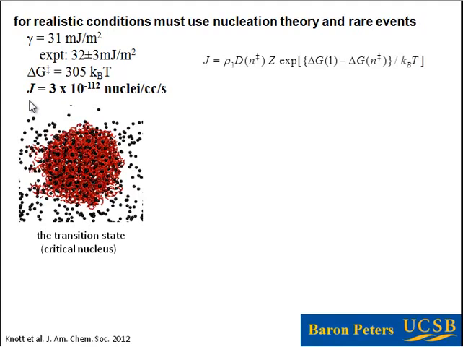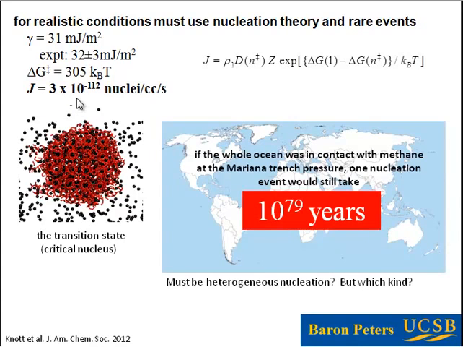This is interesting because basically the rate that we got here is 0, right? So this is really, extremely slow. To put it in perspective, if the entire ocean was in contact with methane at the pressure of the Mariana Trench, and at 0 Kelvin, a single nucleation event would still take 10 to the 79 years. Now, even if you argue that classical nucleation theory makes errors on the order of 10 to the 20 or 10 to the 30 or so, if I change this exponent by 30, I still have an astronomically long time. It's basically impossible for this to be happening, at least according to our results, by any of the homogeneous nucleation mechanisms.